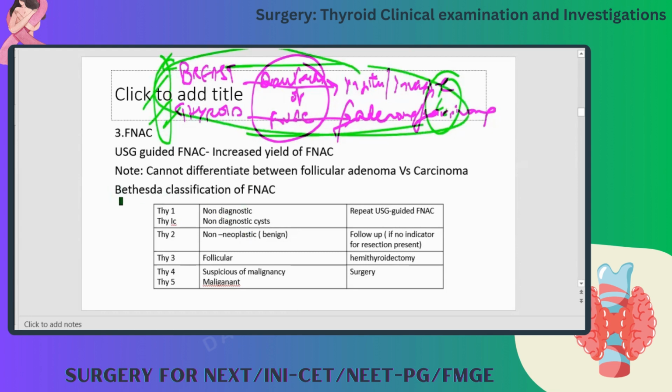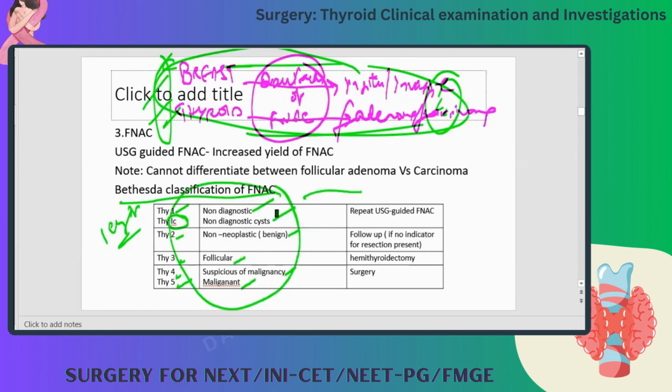Okay. So Bethesda classification of FNAC is like BI-RADS, the mammogram classification: BI-RADS 1, 2, 3, 4, 5. In the same way here, thyroid 1, 2, 3, 4, 5, and additionally 1C is there. 1C is one cyst. So here it is non-diagnostic, cyst, benign, follicular, suspicious of malignancy and malignancy. Almost the same. And what to do afterwards.